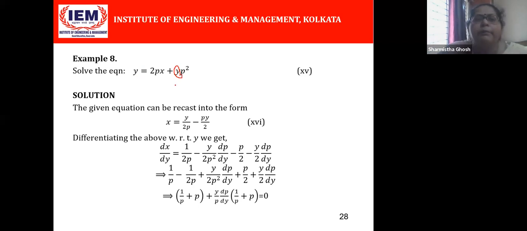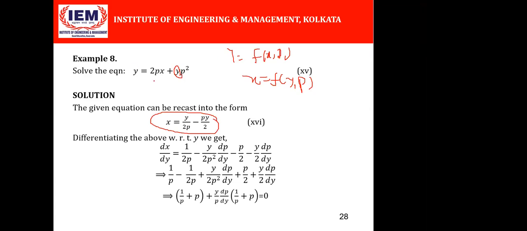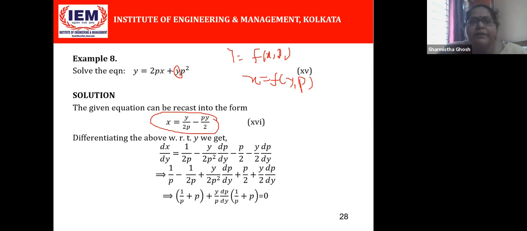You won't be able to cast this in the form y equal to f(x, p), but instead we can cast it in the form x equal to a function of y and p. Here we have taken x on the left hand side, so I can write x as a function of y and p. Please look into the form carefully, as there is a y hidden over here. So type 2 will not work; you have to work with type 3, x as a function of y and p.